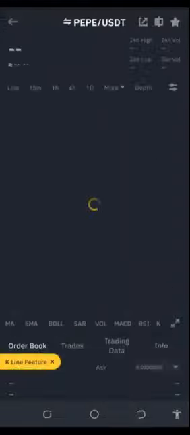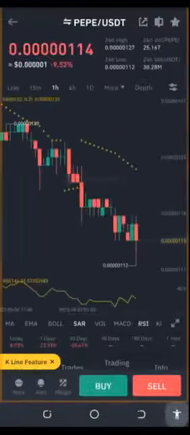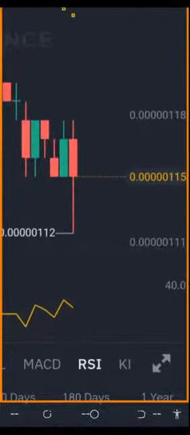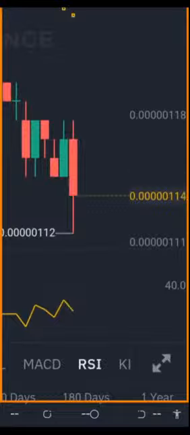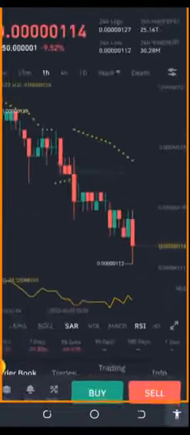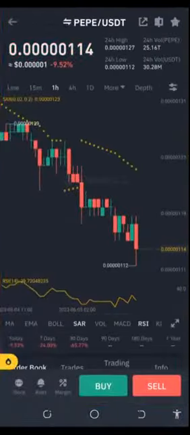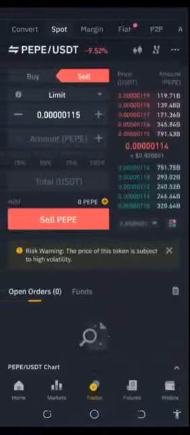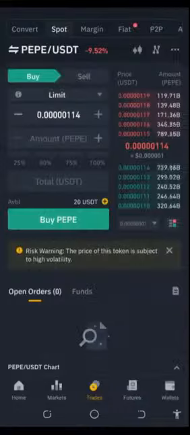So let's look at the charts here. You can see where it's just flipping and flopping. This was the all-time low. I'm not sure whether this is going to go to 113, but you can see how it's just going up and down. Let's try 114. Let's try 114 again. It's already on 114.